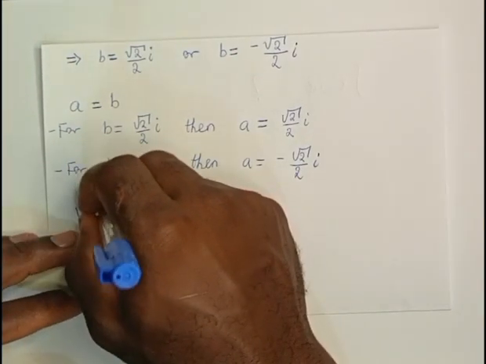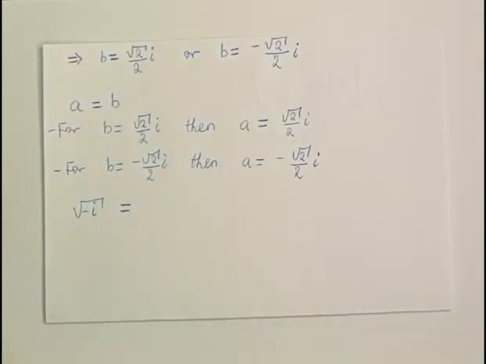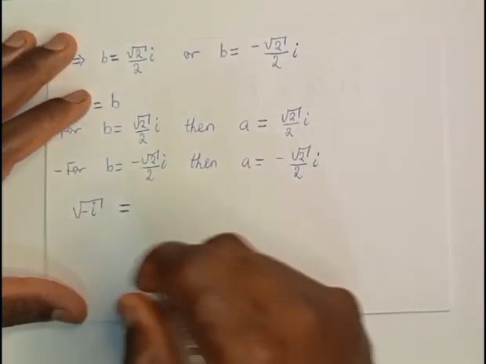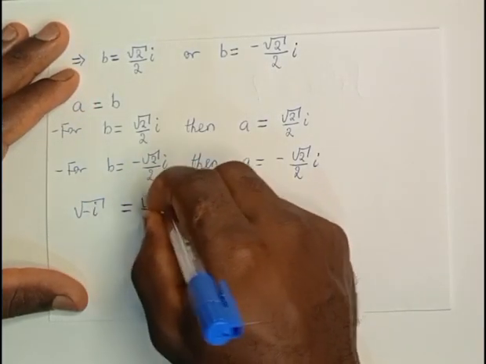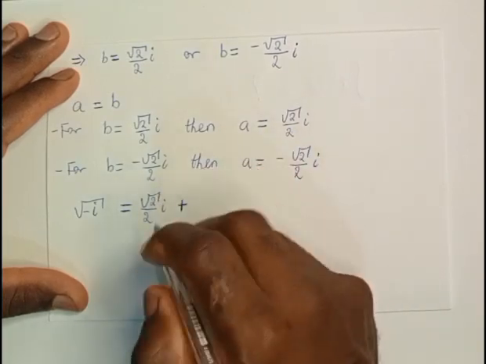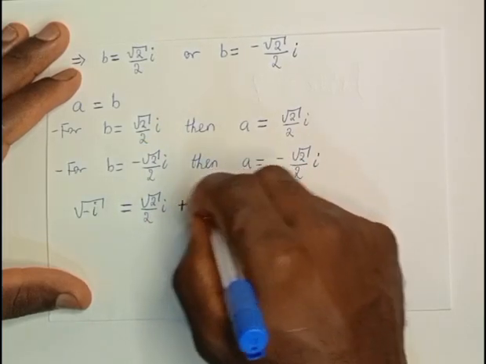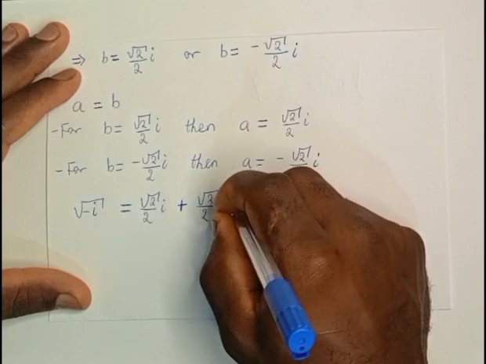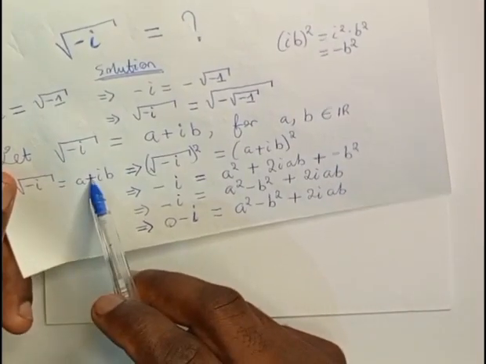The square root of -i will simply be equal to, we are going to replace a and b with their respective values. This will give us root 2 over 2 plus the value of b, root 2 over 2 i, times i. Remember, it is a plus ib.